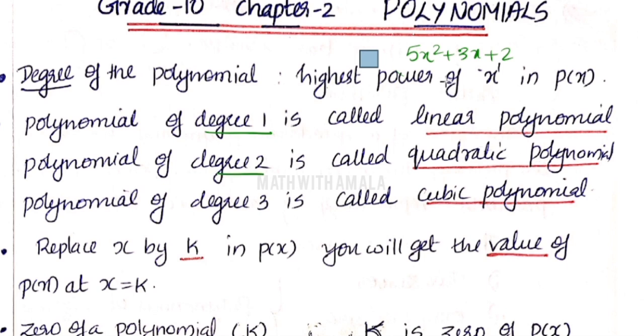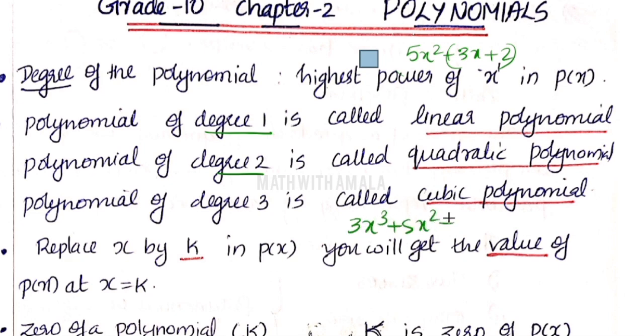If it is 1, the degree is 1, it is called a linear polynomial. If the degree is 2, it is called a quadratic polynomial. If the degree is 3, it is called a cubic polynomial. So here we have a quadratic polynomial, and if we consider only the 3x plus 2, it is of degree 1. It is a linear polynomial.